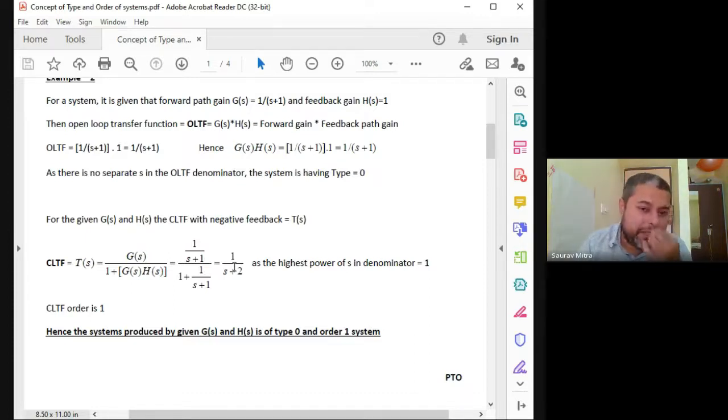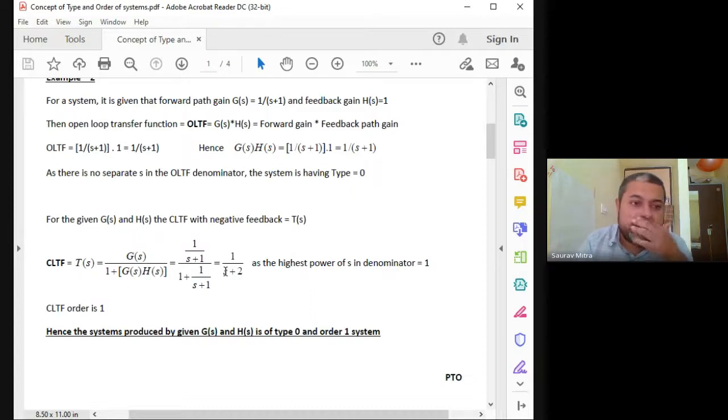So this is another important thing. And what is the order of the system? So you are finding the denominator polynomial is S plus 2. So S plus 2 is nothing but the power of S is equal to 1. So this is for CLTF. We find the type from OLTF and we find the order from CLTF. Very important concept. It's not clearly written in any book, hence my note is very properly done.